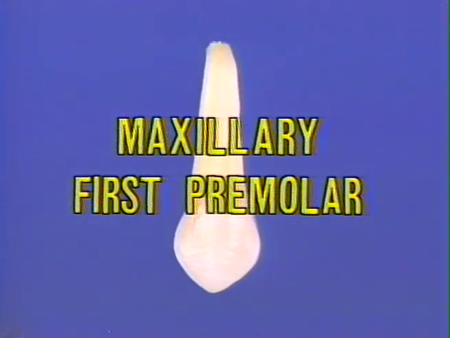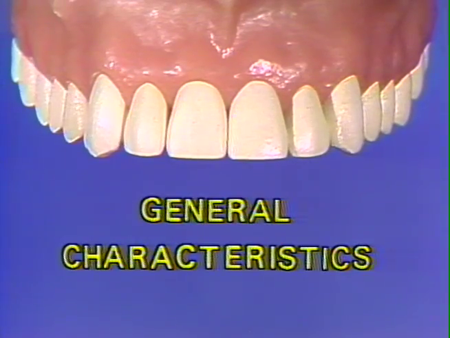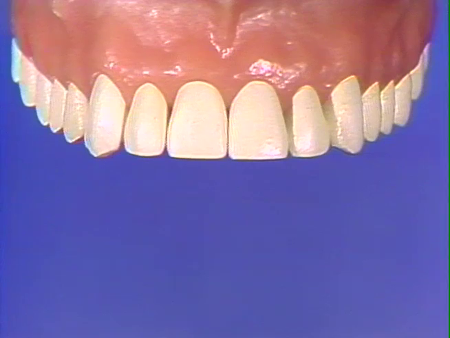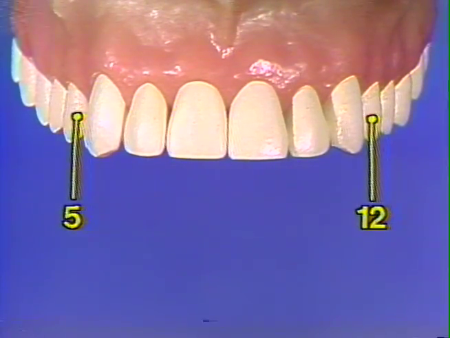Maxillary first premolar. General characteristics. The maxillary first premolars are the fourth teeth from the midline, contacting the maxillary canine mesially and the maxillary second premolar distally. They are identified according to the universal numbering system as teeth number 5 and number 12 and replace the deciduous maxillary first molar in the eruption process.